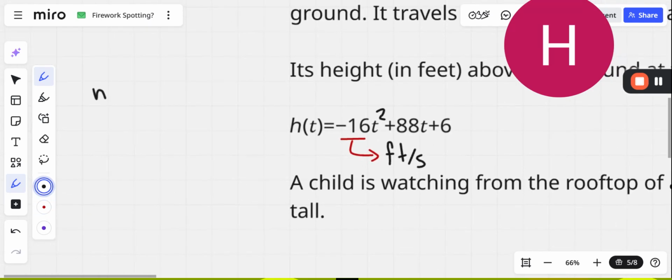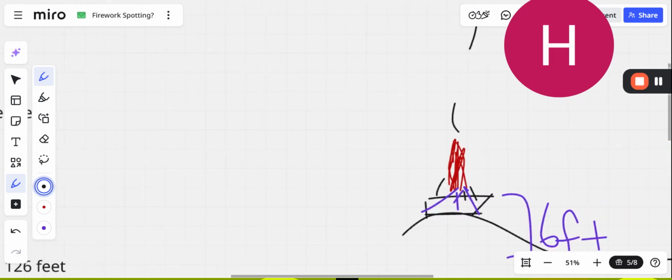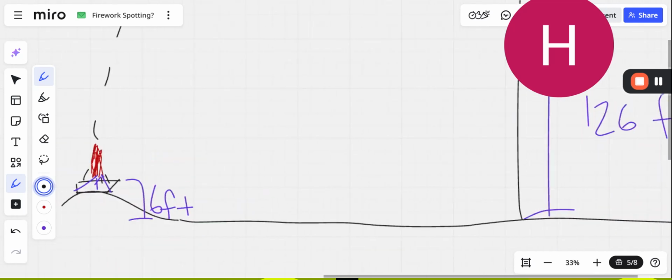If you were measuring this in meters per second, I do want to mention that the number in front there would be negative 4.9. Of course, meters are different from feet, and so that's why. It's kind of like times 3 point something to get to the feet.